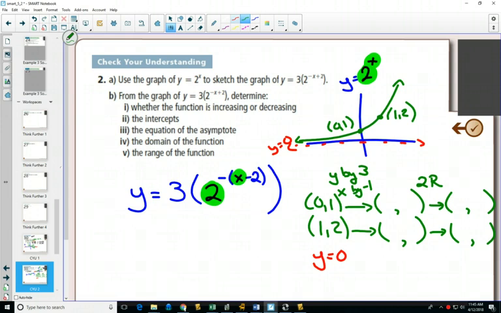So now we can just fill in our values. This will become (0, 3). This will be (-1, 6). Go to the right 2: (2, 3), (1, 6). The only thing that's going to affect your horizontal asymptote is if your graph is shifted up or down. And in this case, there's no translation up or down, so our asymptote stays at y equals 0.